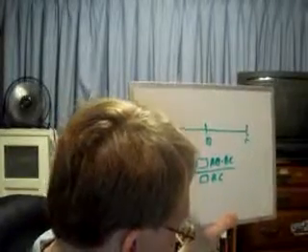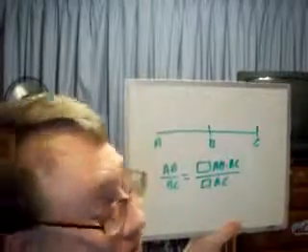And now we're going to call line AC a binomial. And that is the definition of a binomial. Now you know.